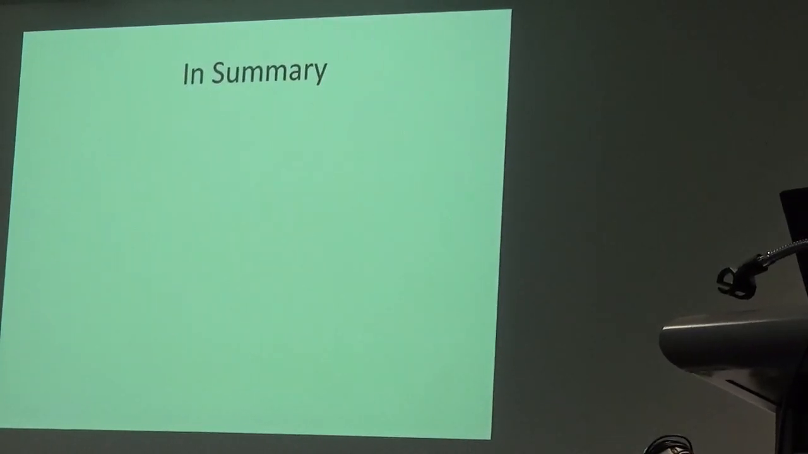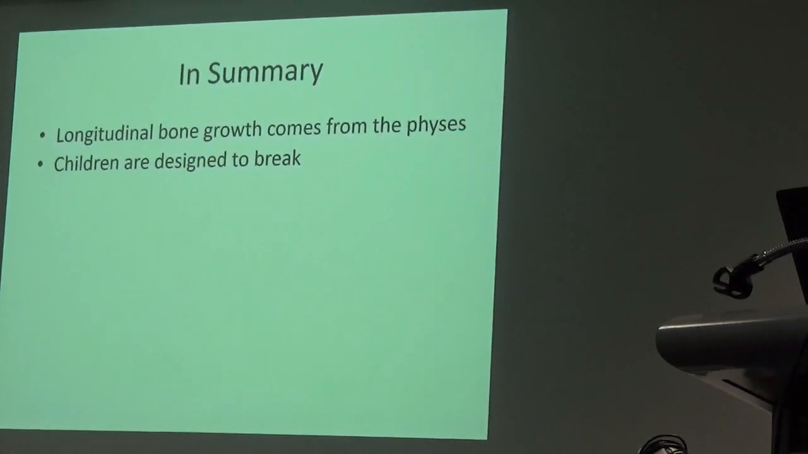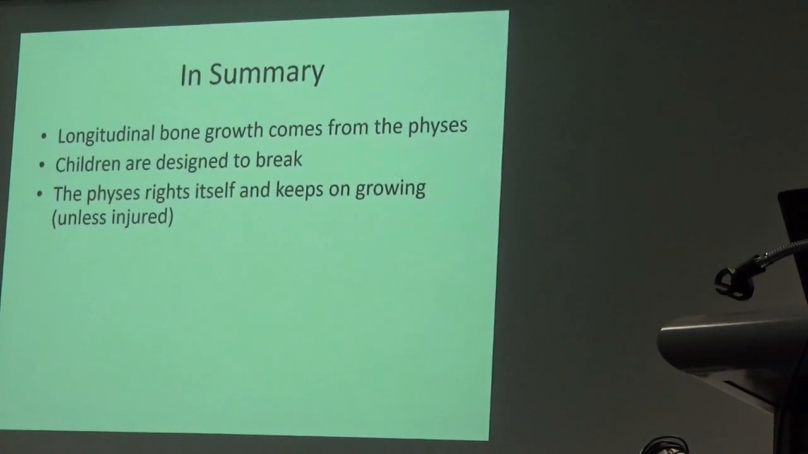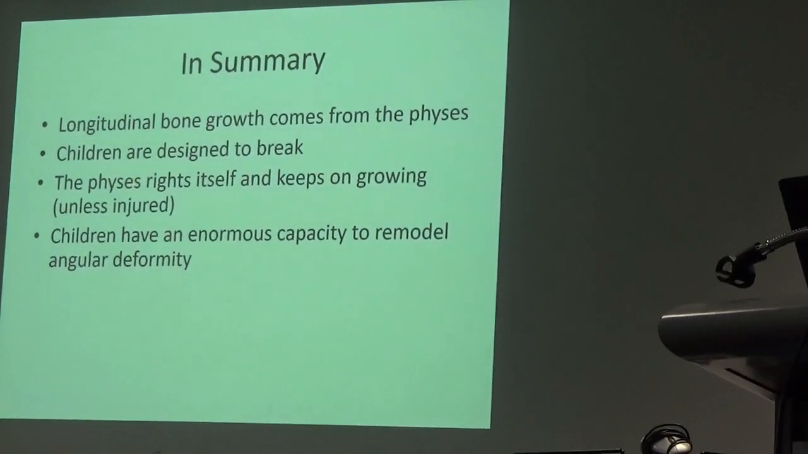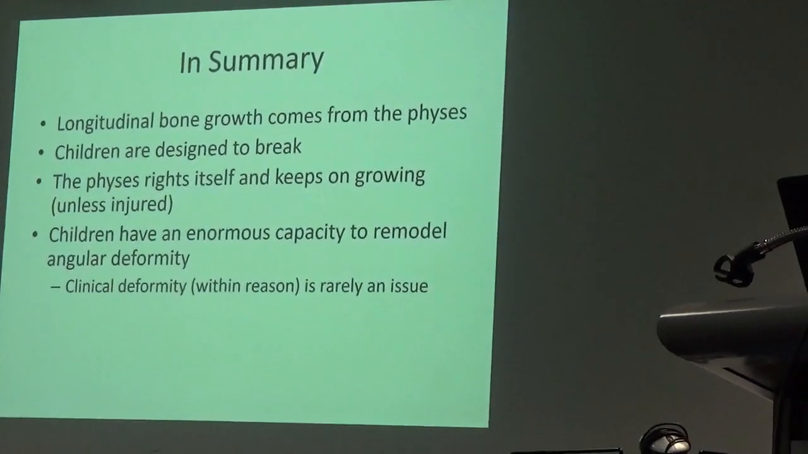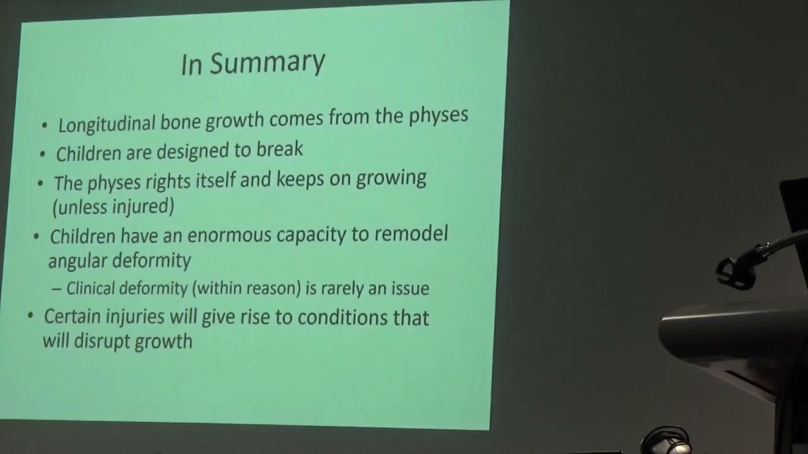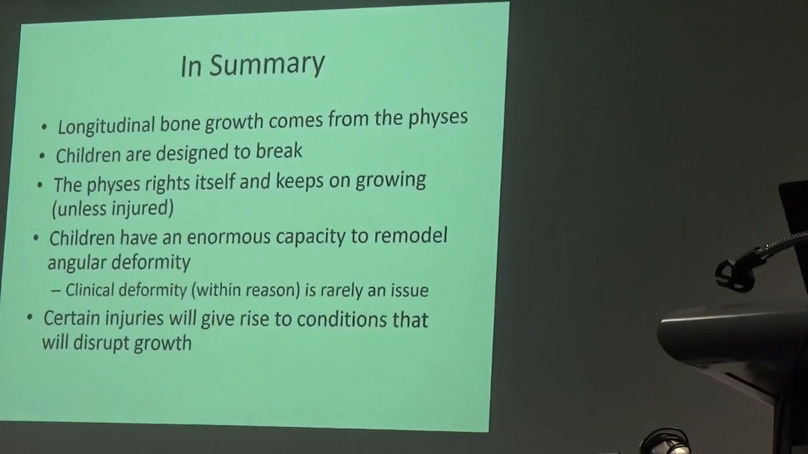So, in summary, take-home message from the development of the bone. Longitudinal bone growth comes from the physes. Children are designed to break. The physis will right itself and keep growing in a straight line unless it's injured. They have an enormous capacity to remodel angular deformity in the right person, and within reason you can't see the clinical deformities at the best of times, and the body will cope with it. And then you've got to be aware though of the things that will cause problems to the growth plates.